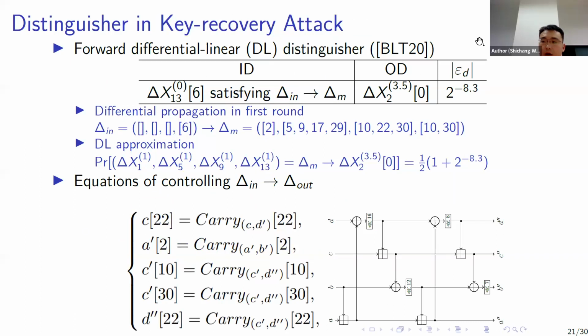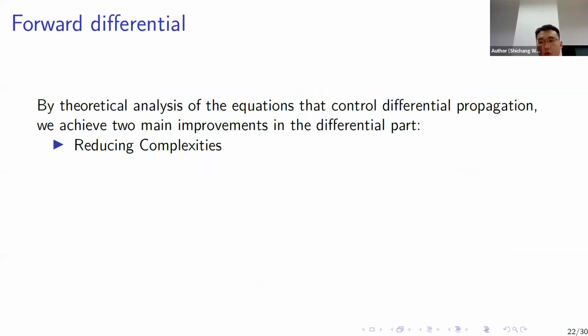Next is a part for forward differential at the top of this page. It is a differential-linear distinguisher used in the attack to observe the given correlation after 3.5 rounds. The attack should generate a right pair for the given differential in the first round by analysis of the equations that control the differential propagation, which are listed at the bottom of this page. This will achieve two improvements for forward differential.